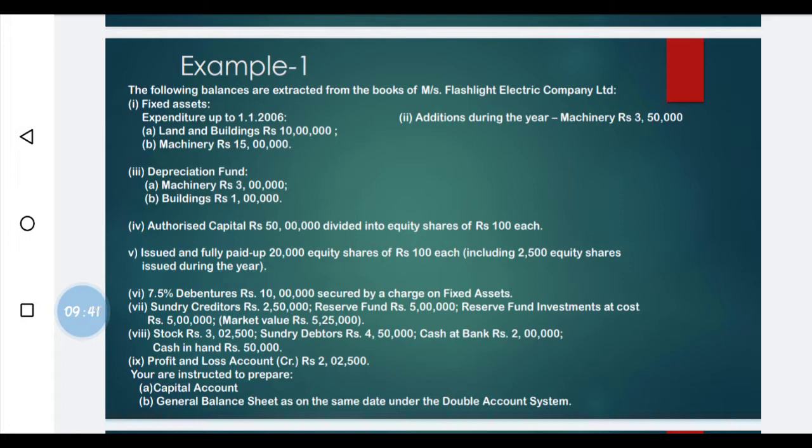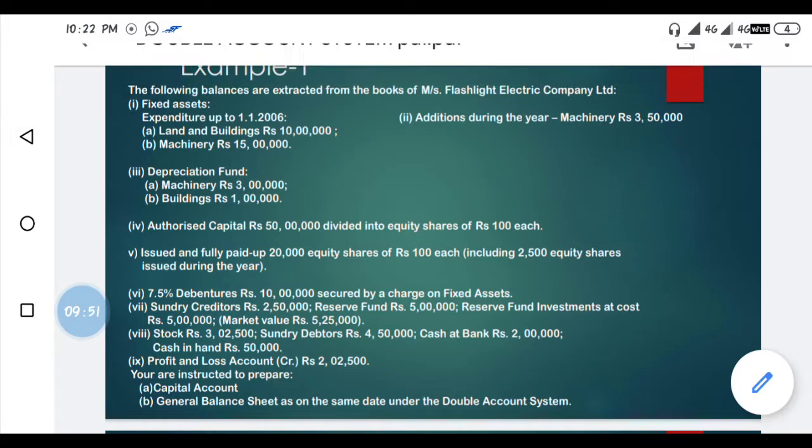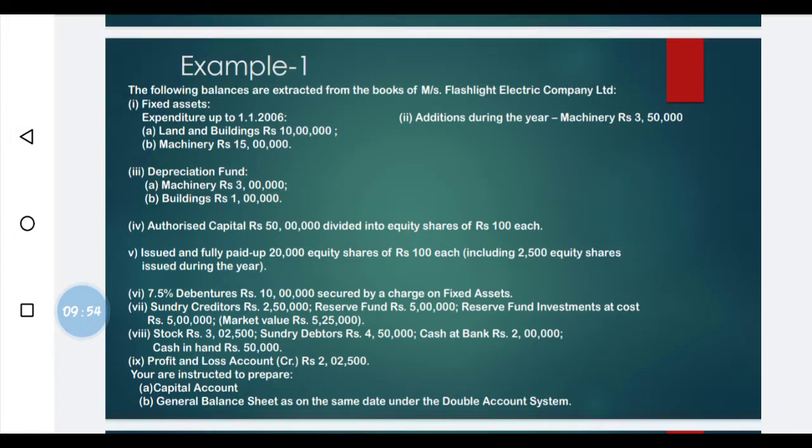Next, 7.5% debentures, rupees 10,000, secured by charge on fixed assets. This one you have to write on the receipt side, that is capital receipt. Sundry creditors is a current liability, so you have to write it in the general balance sheet. Reserve fund also you have to write in the general balance sheet. Reserve fund investment at cost: the reserve fund you write on the liability side, and the reserve fund investment you write on the asset side, and the market value you write in the inner column in brackets, but in the outer column you write 5 lakhs.